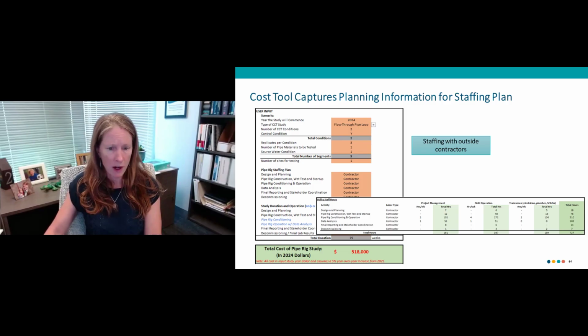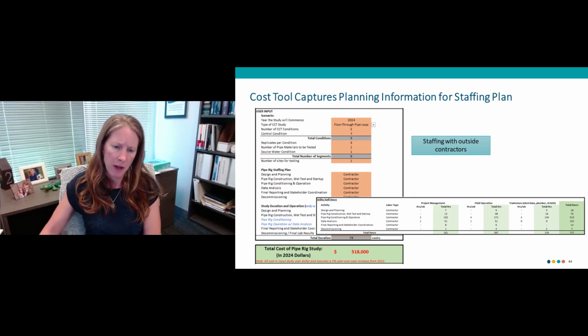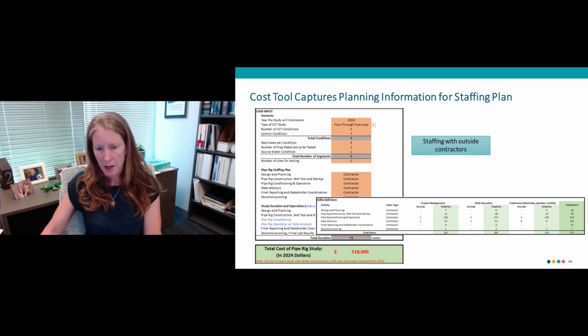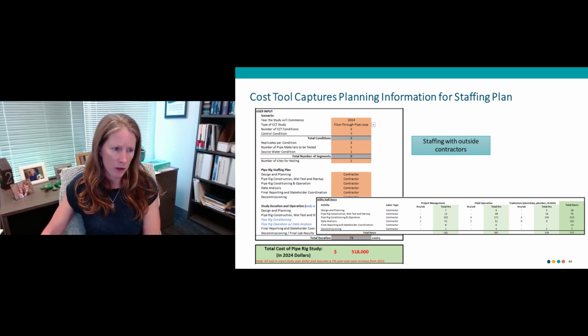And in the cost tool, if you scroll down to the bottom, you can see where those estimated hours are and total hours for the duration of the project for utility staff. And utility can use this information to make a decision on whether or not they have the resources they need to do the work. And maybe they decide that they need, so they can include that in terms of resource planning.